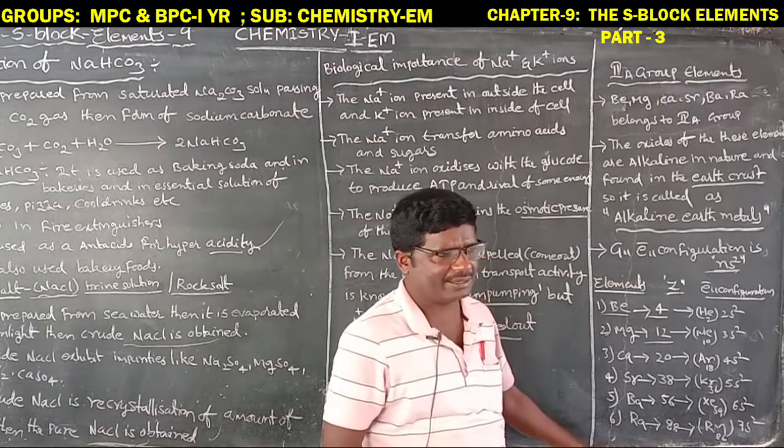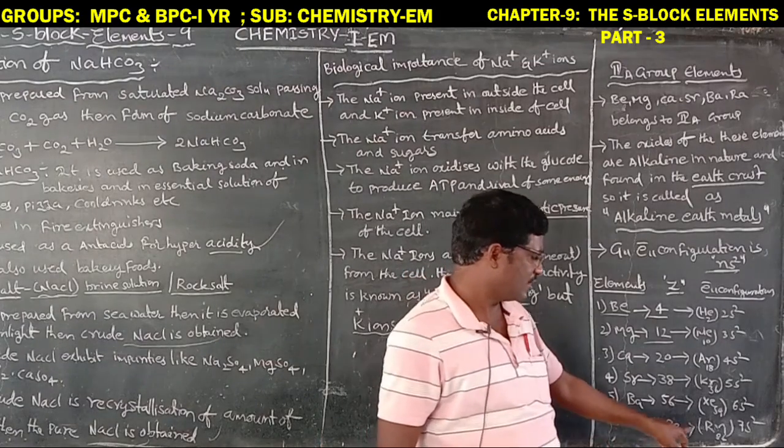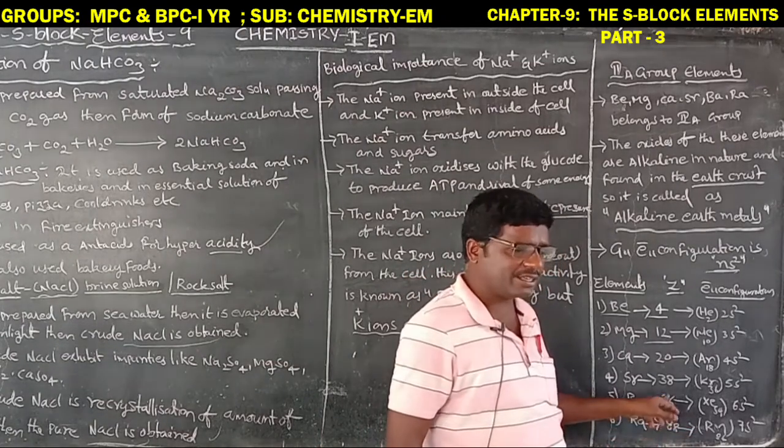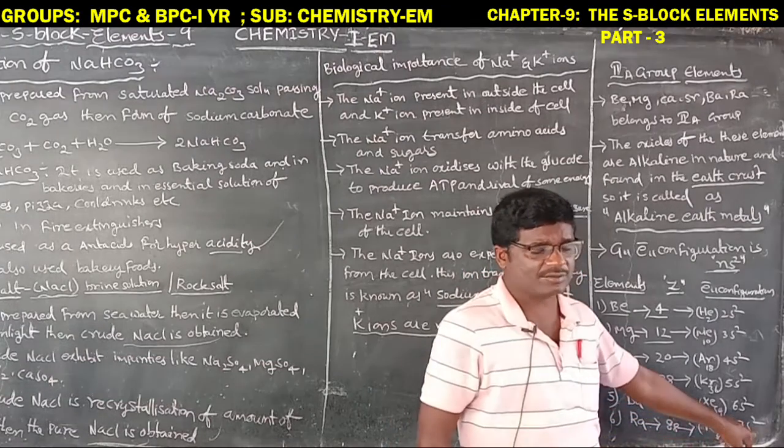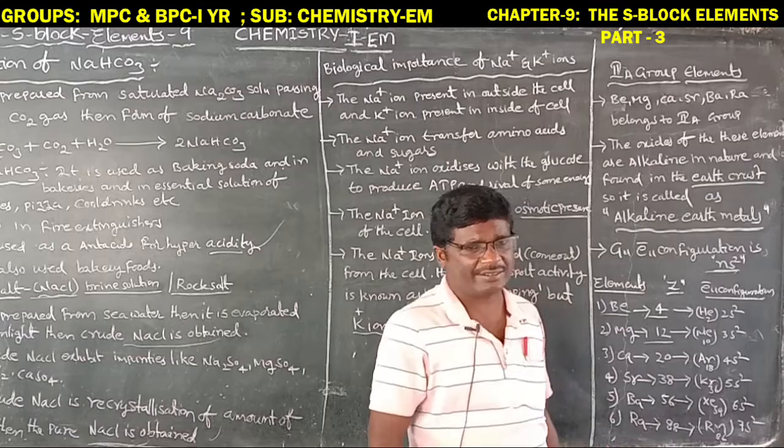Next, radium, atomic number 88. Radon, atomic number 86. Here the outermost configuration is 7s2.